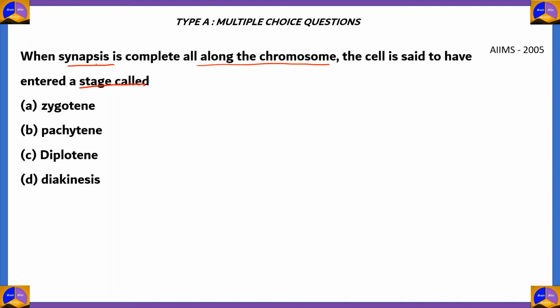So the end of synapsis stabilizes chromosomes, and it also leads to the formation of bivalents or tetrads. So that means two chromosomes with a centromere are connected together. So they become sister chromosomes.